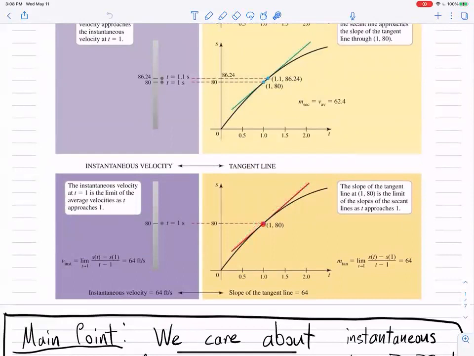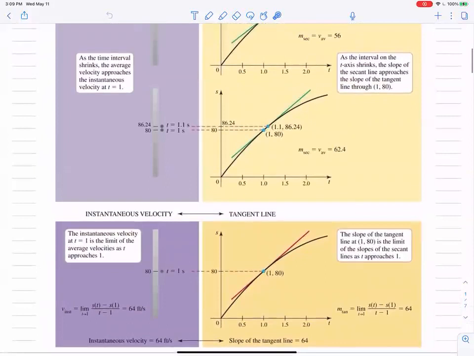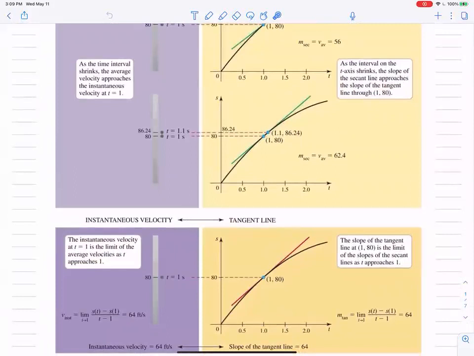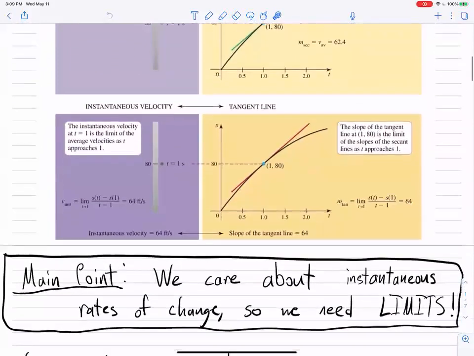And so the tangent line at the point 1, 80, so the instantaneous rate of change that this object is traveling at 1 second, is given by the slope of this tangent line, which is the limit of the average velocity, or the limit of the slope of the secant line. And so that's the tangent slope, or the instantaneous velocity, and it's 64 feet per second. And so that's the slope of that line right there. And so we care about instantaneous velocity. We care about instantaneous rate of change. And so that's why we care about limits.